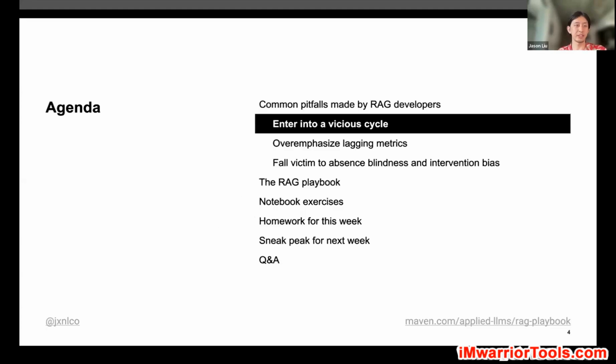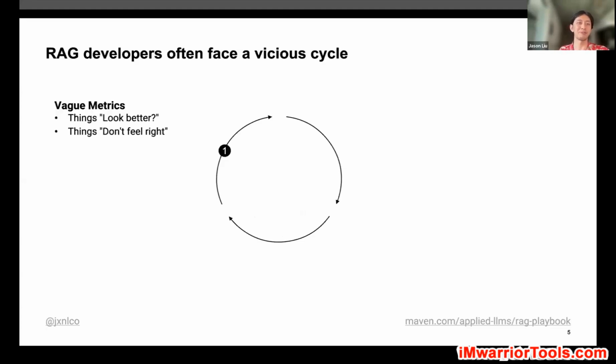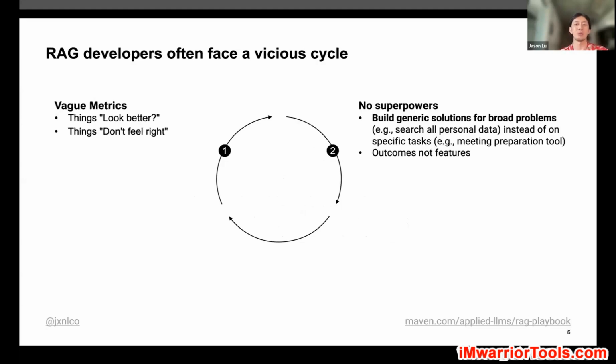In practice, we fall into this vicious cycle where most metrics are very vague and feelings based, right? Things look better if things don't feel right. And we lack a lot of superpowers that we need to actually have our customer be happy with the results, right? A common example is everyone wants to build search over personal data, but that ends up being a feature rather than some benefit the user is going to get.